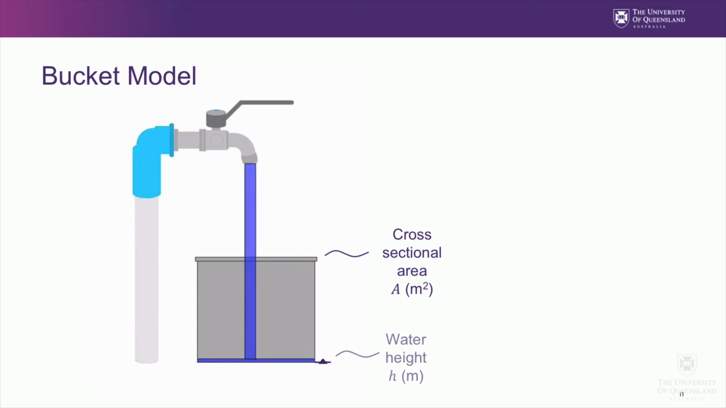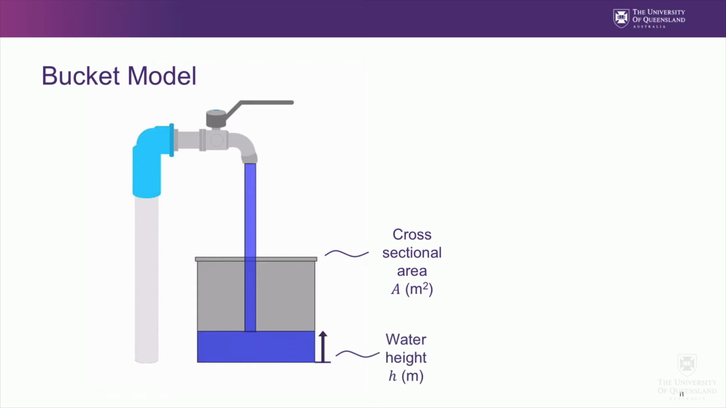Let's start with a simple system, fluid flowing into a container. The input here is the flow rate of fluid, which we measure with units of meters cubed per second. As the output, we can choose the height of fluid in the container. The faster fluid flows, the faster the height rises. How do we model this?